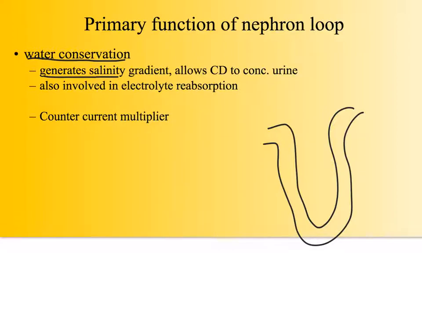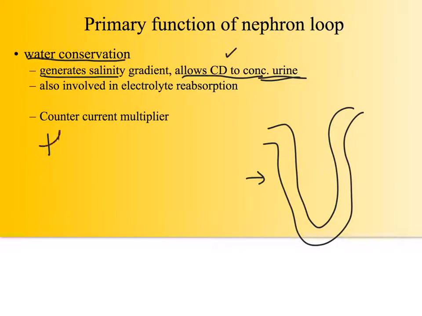That salt gradient is going to allow the collecting duct, which is not considered part of the nephron, to concentrate your urine. So water and ions are what we have to focus on here.